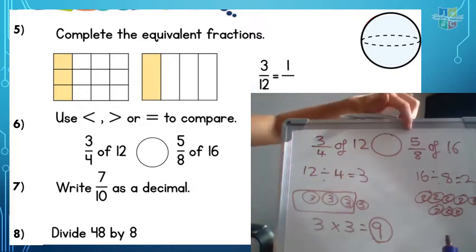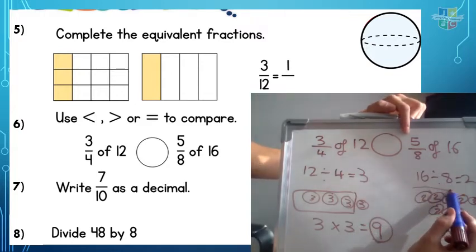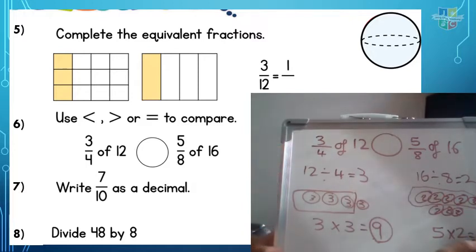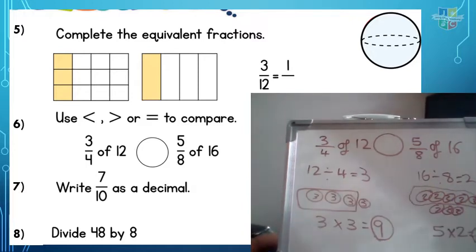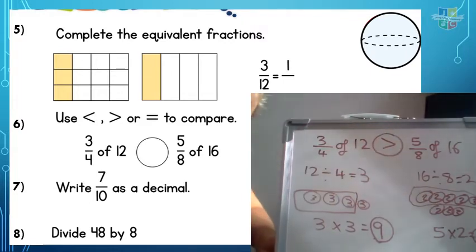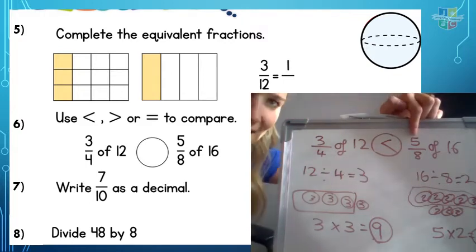Then I look at my numerator. I want 5 parts, so I want 5 lots of 2, which is 10, and let's check it: 1, 2, 3, 4, 5. If I add all of those up, your answer is 10. So now I can compare them. 9 is smaller than 10, so 9 is less than 10. So you should have put the crocodile eating, oh sorry, wrong way. The crocodile should be eating the 5/8 of 16.